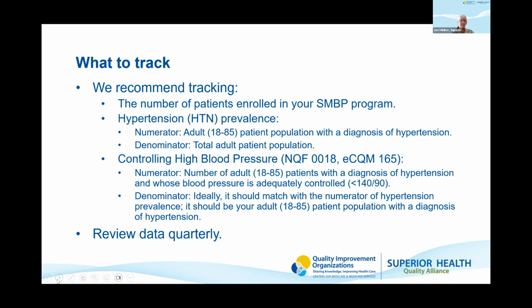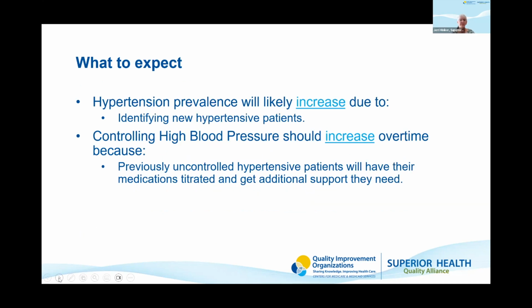Next slide. So as I kind of alluded to already, what to expect. Your hypertension prevalence rate is going to go up as you identify more hypertensive patients. Over time, as I was just saying, you might see your control rate actually decrease as you start out, but over time it should increase because those patients who were previously uncontrolled and showing up in your numerators are going to be in better control. They're going to have better medication control, or maybe they did it through lifestyle. So over time, your control rate should increase, but don't be discouraged if you see it decreasing at the start.